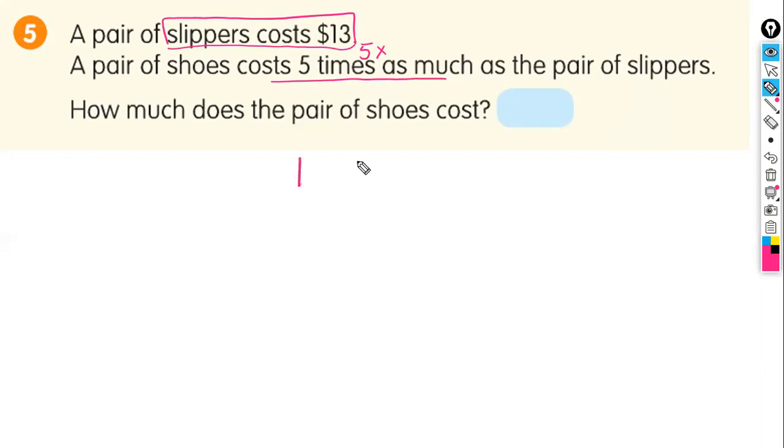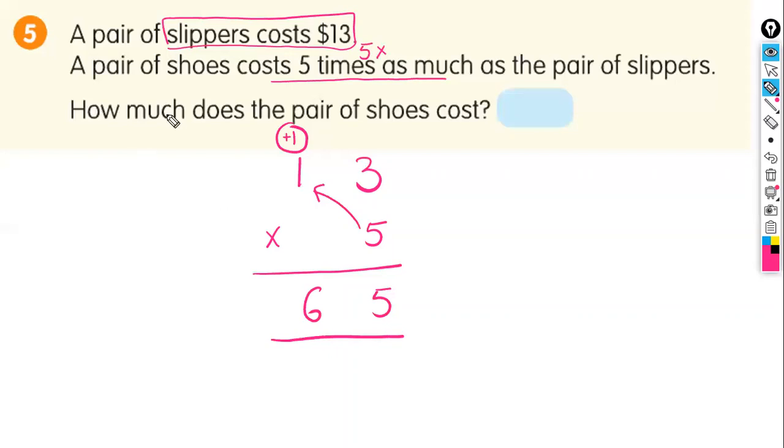So I will again write my column method, 13 multiplied by 5. So 3 5 times is 15. I will write 5 here and 1 will be carried at the top of the tens place. Now I will multiply my 5 with 1. So 5 1 times is 5 and this 1 will be added together, so it will become 6. So how much does a pair of shoes cost? It costs $65.